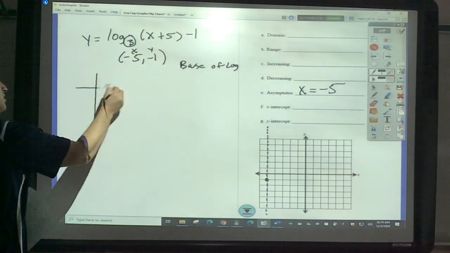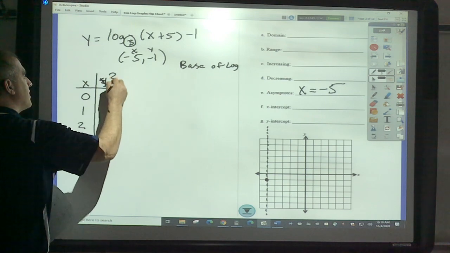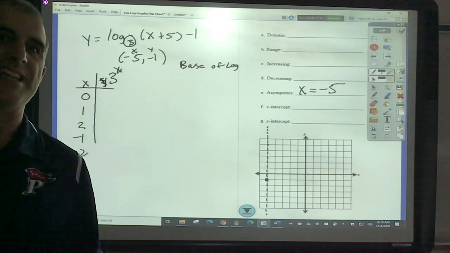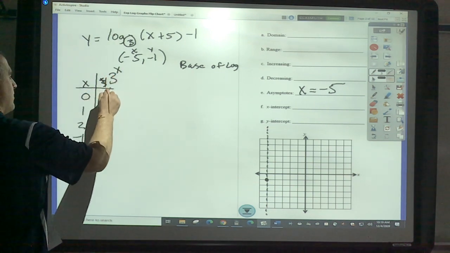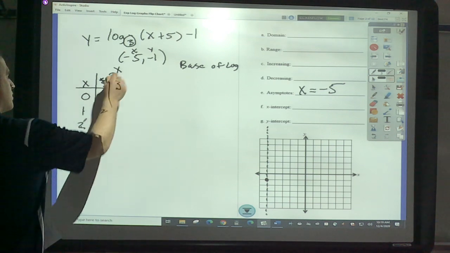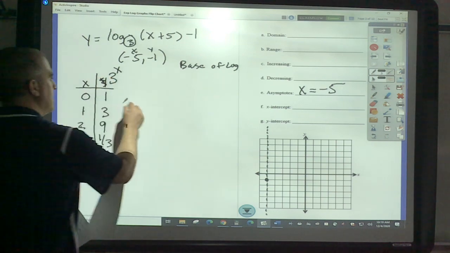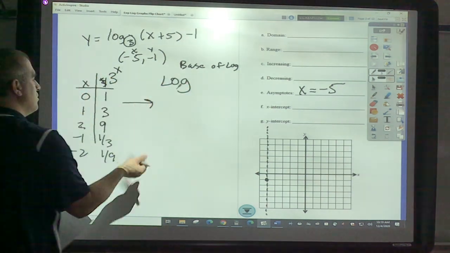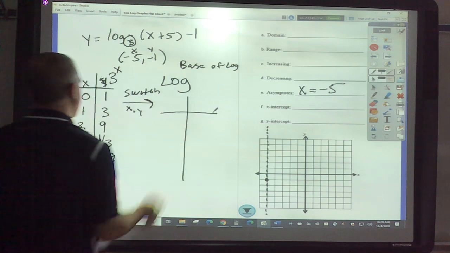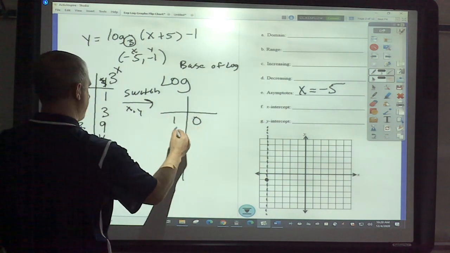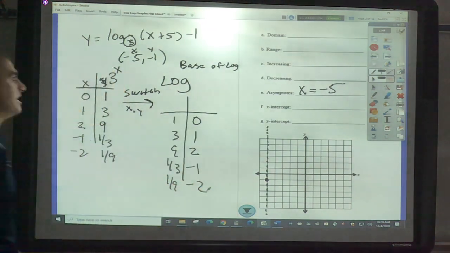So what I'm actually going to do is make a chart based off of the concept of 3, and we'll talk more about inverses. Logs and exponentials are inverses of each other. So 3 to the 0 would be 1, 3 to the 1 would be 3, 3 squared would be 9. This would end up being 1/3 and 1/9. Now, to make the log graph, you switch x and y. So what I would have now is 1, 0, 3, 1, 9, 2, 1/3, negative 1, 1/9, negative 2.